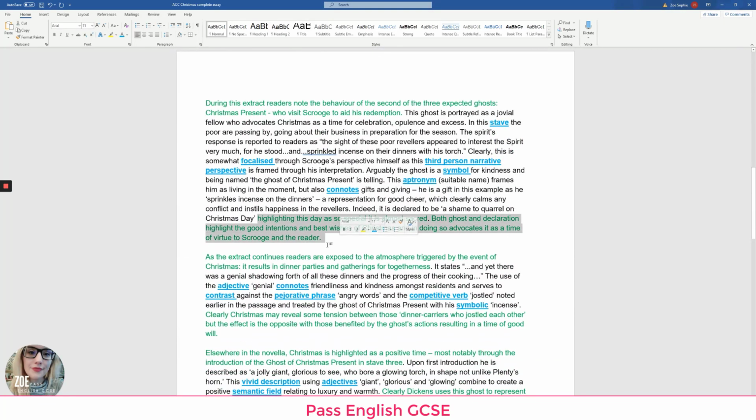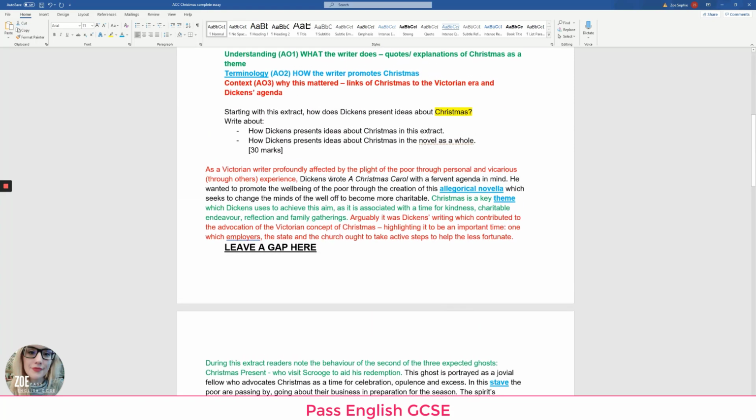Highlighting, again, this is green because I'm linking back to Christmas. This day is so special, it is almost sacred. Both ghost and declaration, declaration would be terminology, like the good intentions and best wishes of Christmas, and in doing so, advocate it as a time of virtue to Scrooge and the reader. So I think you're getting the idea that Christmas is elevated, it seems an important time. That's the argument that's coming through here. Did I say that here earlier?